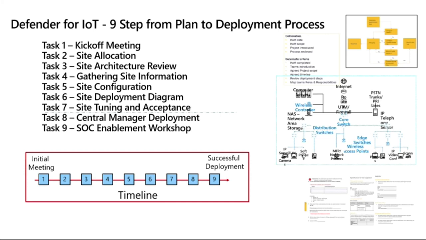So we will start off with a kickoff meeting. We'll go through site allocation, site architecture review, gathering site information, site configuration, the actual site deployment, fine-tuning, and an additional 2 processes, which are central management deployment and SOC enablement, which are not a must in every deployment but have their benefits, and I will demonstrate once we get to them. So without further ado, we will go into the first step, which is the kickoff meeting.